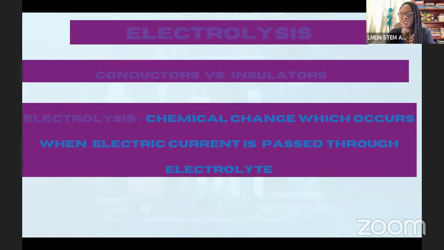And that chemical change, that whole process we call electrolysis. So we're breaking down this electrolyte by passing an electric current through that solution, okay? So just to back up a little bit, we have this idea of conductors versus insulators, which we're all very familiar with from our kids, right? That you have things that conduct and things that are insulators.